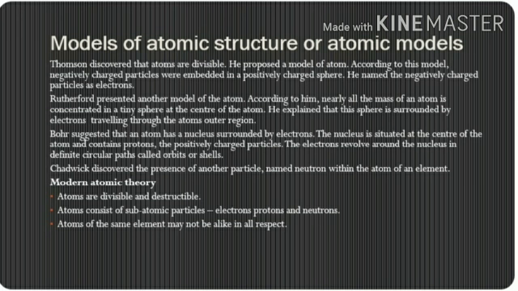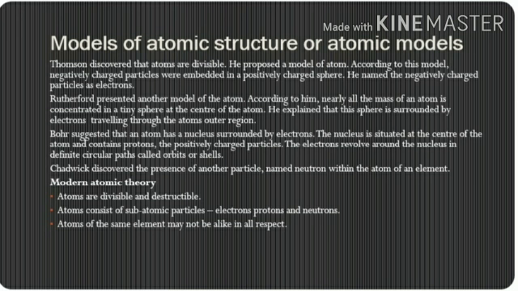In 1911, Ernest Rutherford, a British scientist, presented another model of the atom. According to him, nearly all the mass of an atom is concentrated in a tiny sphere at the center of the atom. He explained that this sphere is surrounded by electrons traveling through the atom's outer region.